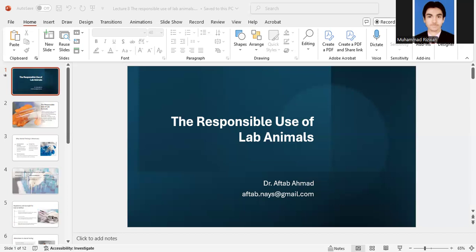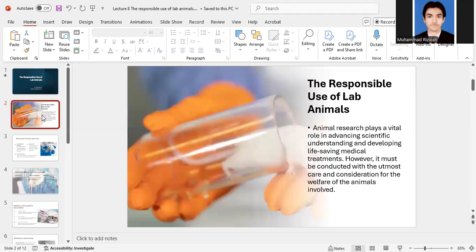And this is what we are going to learn in today's lecture: how we should use these animals, how the regulations are done, especially if you have to do publications, and what are the requirements that you have to follow if you have to publish that work.